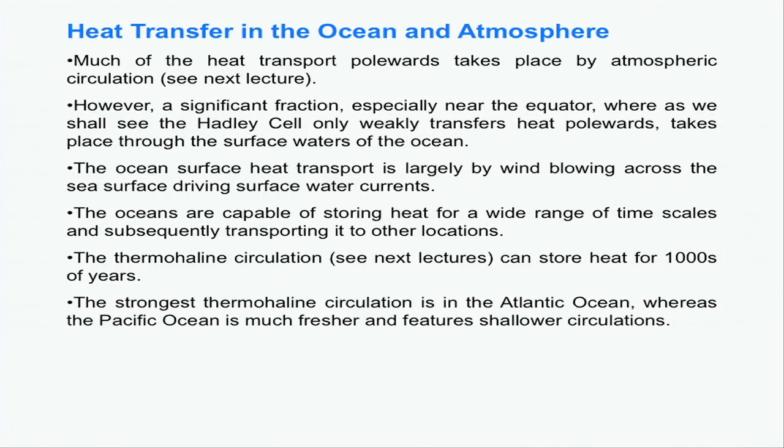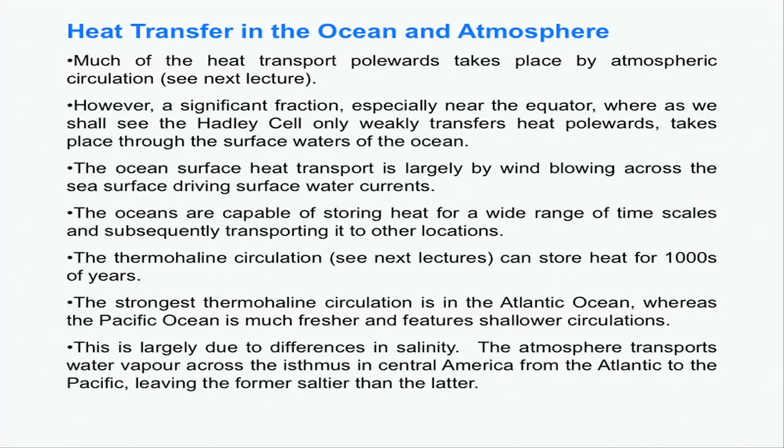Now, the strongest component of the thermohaline circulation actually is in the Atlantic Ocean, compared to, say, the Pacific Ocean. The strength of that circulation depends not just on temperature gradients and the winds blowing across the surface, but also depends, as we'll see, on the salinity of the ocean. How much salt is there in the water? And of course, the Pacific Ocean has got less salt in it compared to the Atlantic Ocean. What that means is that in the Pacific Ocean, the circulations generally are shallower compared to the Atlantic. So the Atlantic Ocean dominates the thermohaline circulation. As we said, this is largely due to differences in salinity.